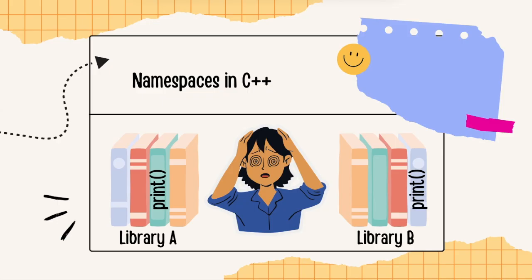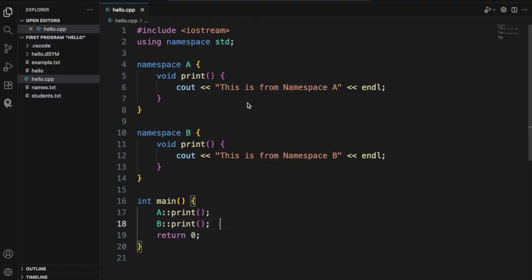A namespace is like a container that holds identifiers such as variables, functions, or classes to avoid name conflicts. Imagine two libraries having a function called print. Without namespaces, your compiler would not know which one to use. That's where namespaces come in. Here we created two namespaces, A and B, both having the same function print but giving different results. We can access them using the scope resolution operator.